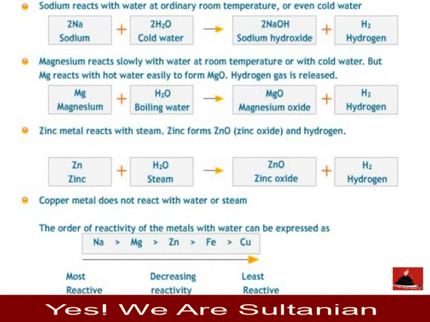What happens when metals react with water? All metals react with water to form metal oxides or metal hydroxides. Hydrogen gas is released in this reaction. Metal oxides are basic in nature. When dissolved in water, they form an alkaline solution. The order of reactivity of the metals with water can be expressed as shown here.